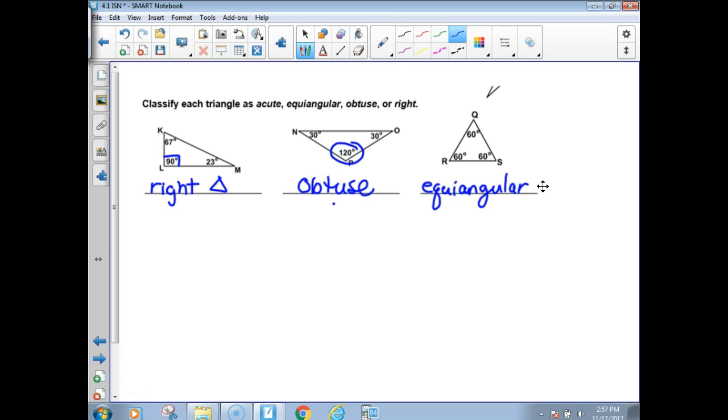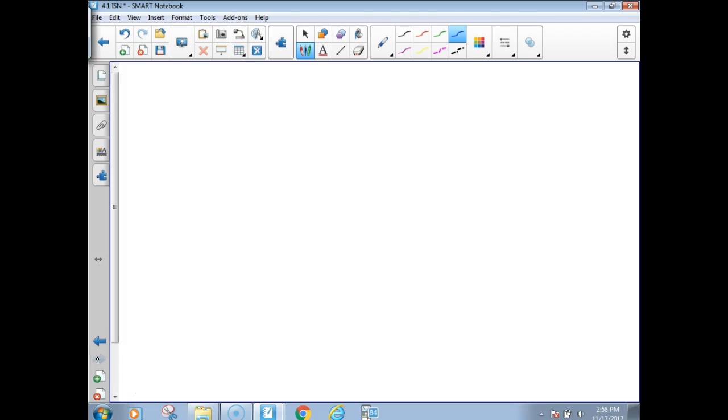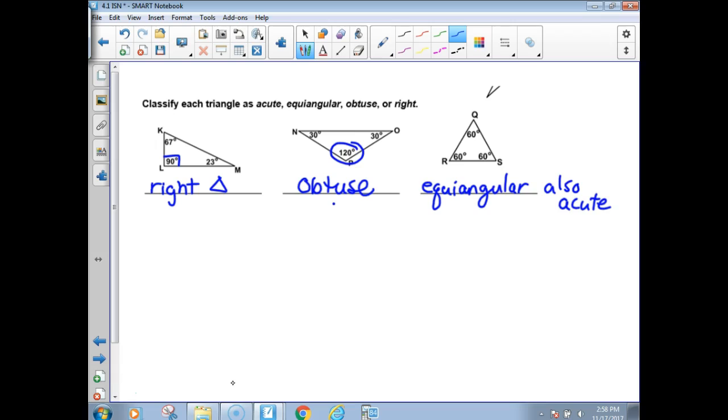And if it's equiangular, what else is it? It is equilateral too, but I meant from this list. Acute. Yeah, it could also be called acute. But the most specific word is equiangular. All right, that's the end of the ISN for today.